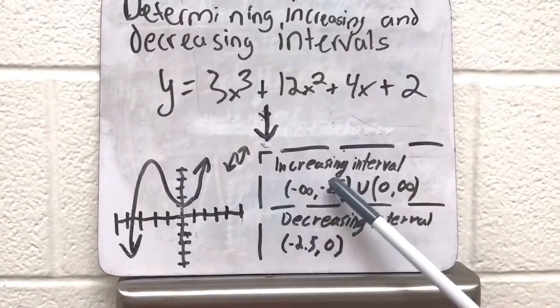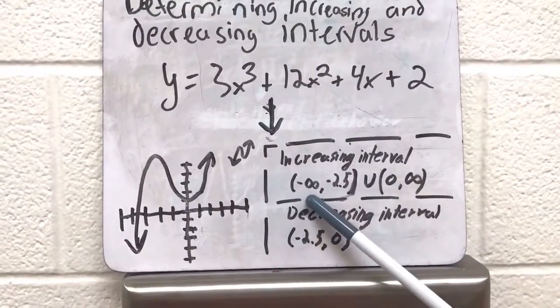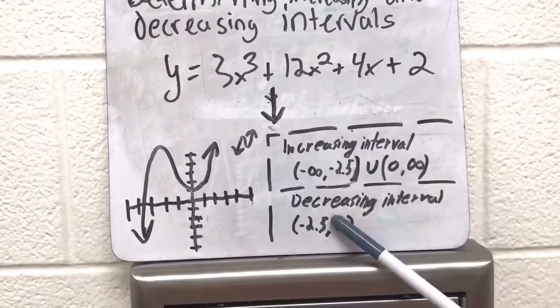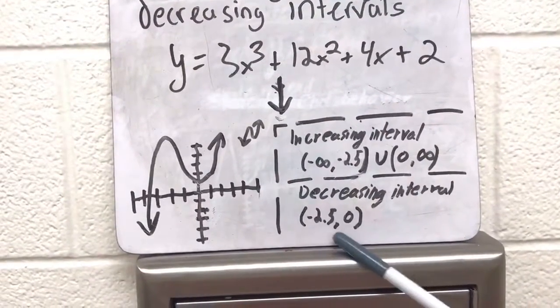The increasing intervals are negative infinity to negative 2.5 and 0 to positive infinity. Decreasing intervals are negative 2.5 to 0.